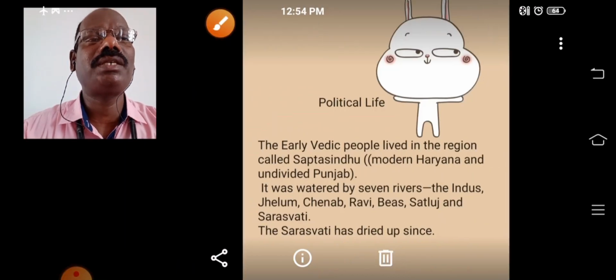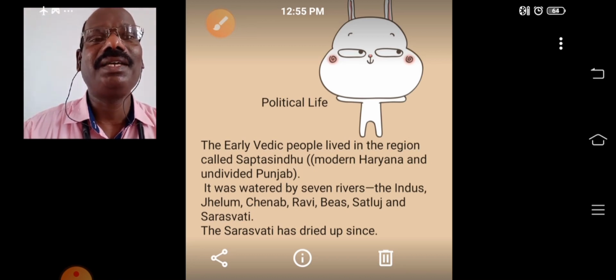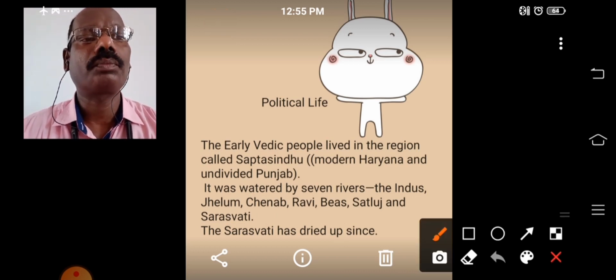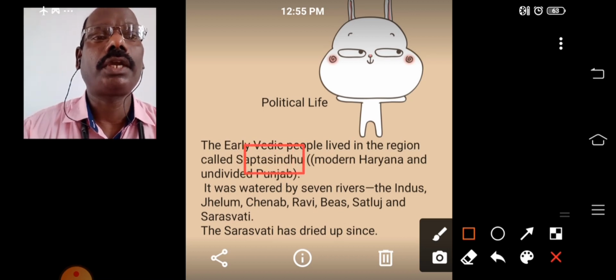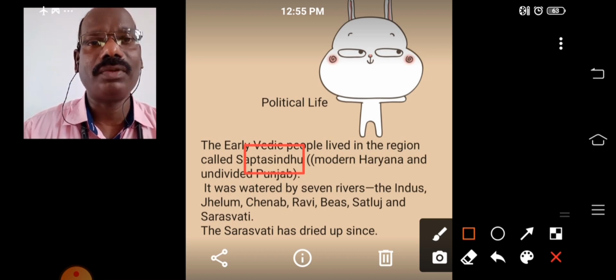Okay. So the next thing is the political life of the early Vedic age. Where did the early Vedic people live? They lived in the region called Saptasindhu. So the people of the early Vedic period, early Vedic culture, we excavated from the Saptasindhu region, meaning the modern Haryana and Punjab. In the modern Haryana and Punjab region we excavated evidence of early Vedic life.